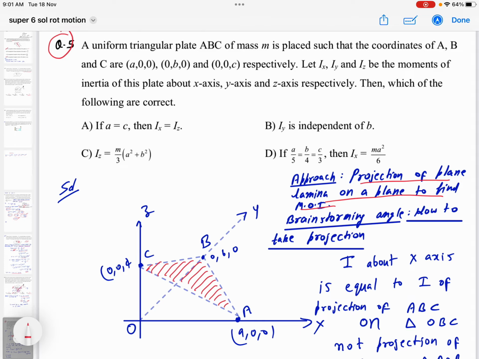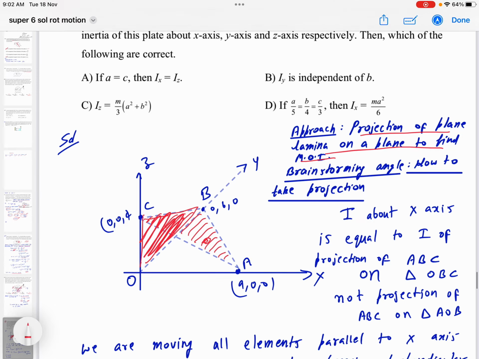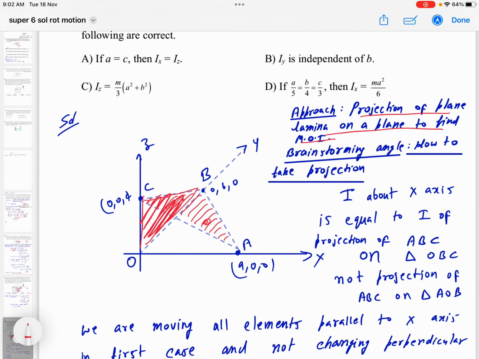So if I am taking projection on the YZ plane, then it's all right. That's why I'm taking this projection. To find moment of inertia about the x-axis, if I take projection on the YZ plane, I'm not changing the distance of any elemental mass from the x-axis, right? And since it's a lamina, the mass distribution also will not change, right? So I'm taking projection on the YZ plane and finding moment of inertia, like projection of triangle OBC. Okay, I'll erase so that you can see it properly.